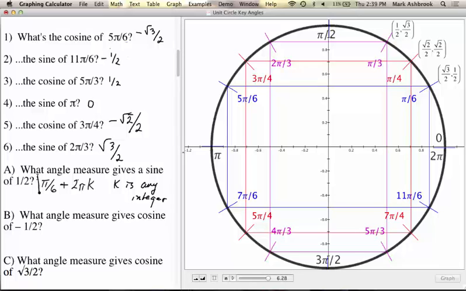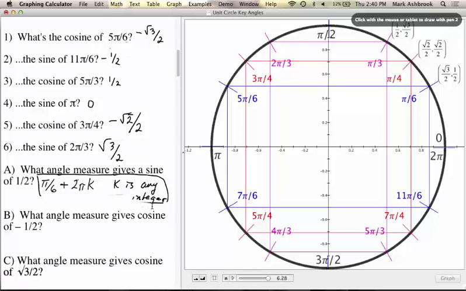Does this make sense? What I wrote there, is that all the angles that give a sine of 1/2? Jacqueline, what do you think? No? Because k is integers, right? Okay. No. So how can I finish the job? What else do I need?